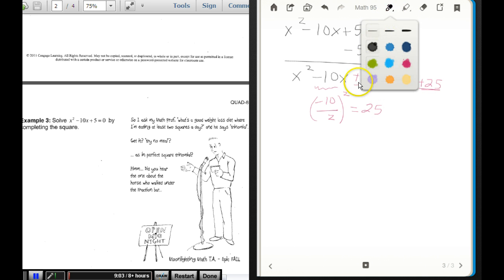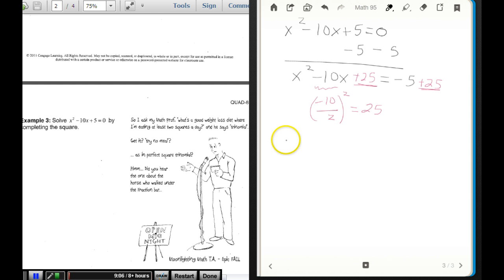Okay? So now, what do we get when we factor that left side? When we factor this trinomial that we have right here, what do we get? It factors into x minus 5, the quantity squared. Again, if you don't believe me, write out the double parentheses and factor it for yourself. And on the right side, we get 20. Okay? This, again, is a perfect candidate for square root property because it says something squared equals a number. So I can say x minus 5 equals the square root of 20, or x minus 5 equals negative square root of 20.